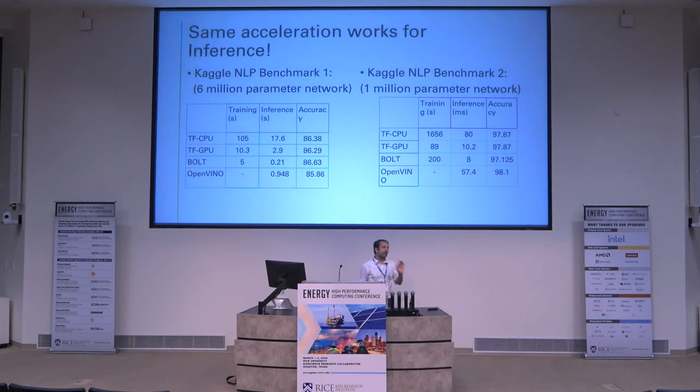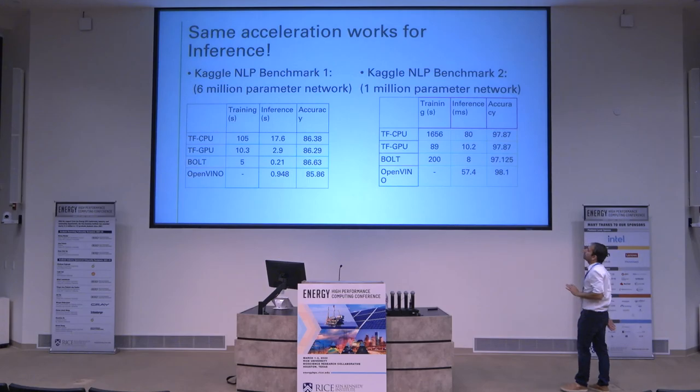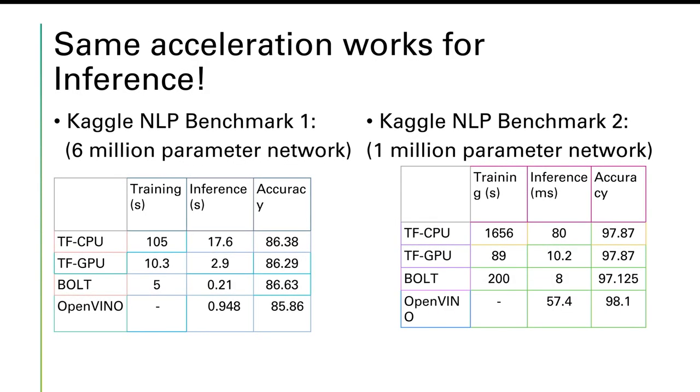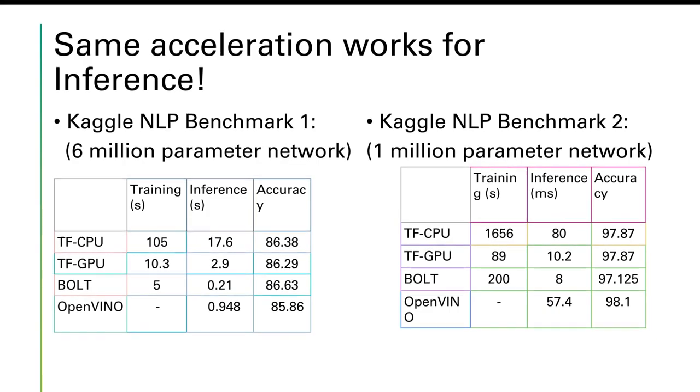Now, the same acceleration works for inference. So these are some of the intent classification benchmarks with 6 million and 1 million parameters. We are comparing with Intel's OpenVINO. The Bolt engine is the sparsity engine. Then we are looking at TensorFlow CPU and GPU, and we are seeing both the training time and the inference time. Note that accelerators built for better inference don't do training.